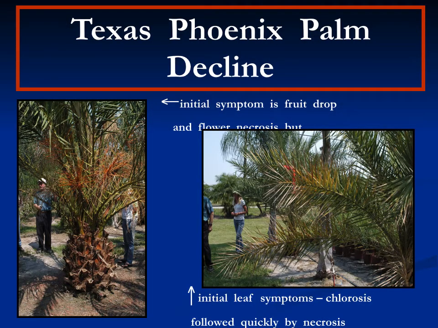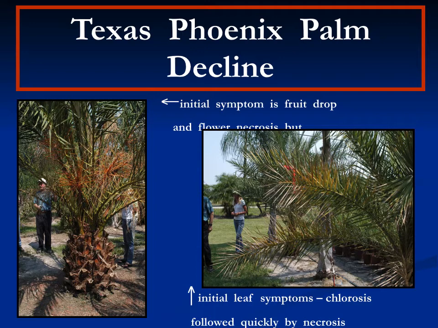Texas phoenix palm decline, TPPD: its initial symptoms, among others, include fruit drop. Look at the left-hand photograph. You can see the reddish-brown, kind of feathery material. Those were where the flowers were originally attached and the fruit started forming. Well, it's dropped to the ground. You can't quite see it on the ground in this particular photograph, but the fruit has aborted. That's unusual. Even in our high humidity, we'll get some fruit to develop on our various phoenix palm species.